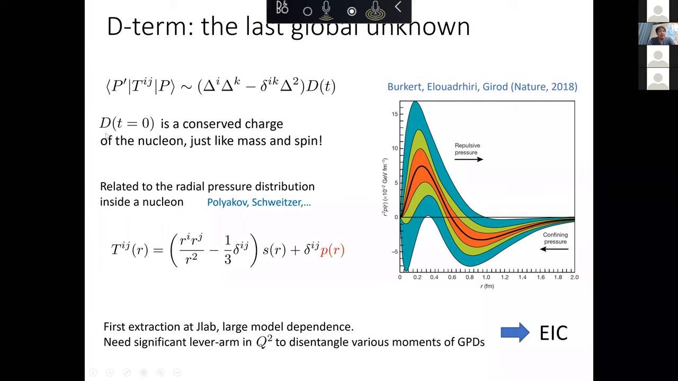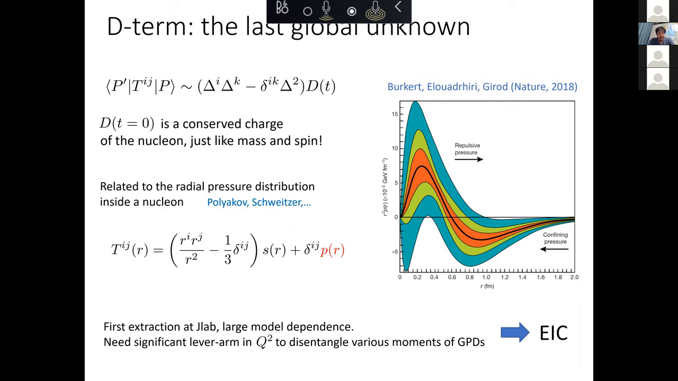Fundamentally, this D term form factor is actually a conserved charge of the nucleon, just like mass and spin. And we don't know this value. It is a conserved global charge of the proton. That's why people call it the last global unknown. It's a fundamental constant of a proton which we don't know at all at the moment. That can be extracted from experiment at the EIC. Well, JLab did this first extraction, but there are a lot of problems in this extraction. And I believe that the only way to realistically and reliably extract this parameter is the EIC.